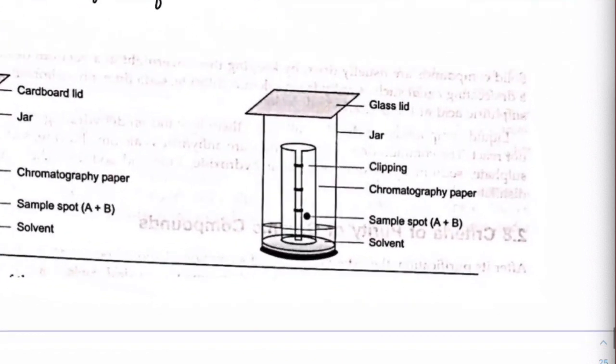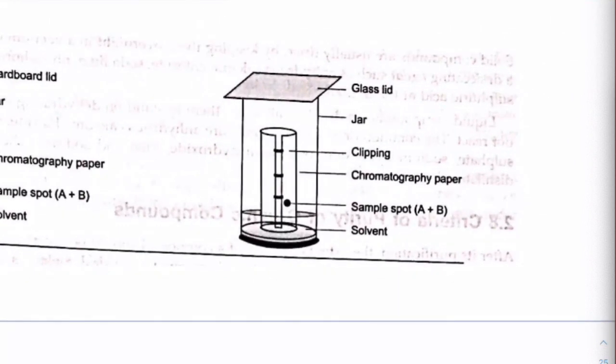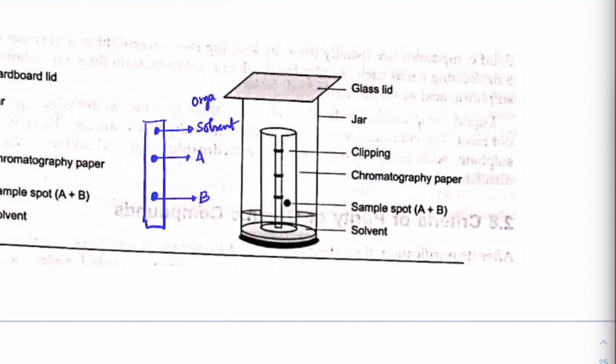Now suppose, let me write it as a diagram here. Between spot A and spot B, let's say spot B is here, and spot A has moved this far. Obviously the solvent will move faster. So this is the solvent front, and I have taken an organic solvent.